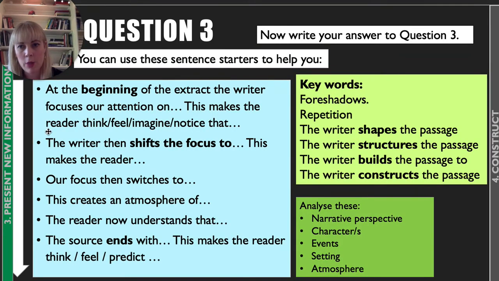So let's look back at our sentence starters here. At the beginning of the extract, the writer focuses our attention on Strike. This makes the reader think, feel or imagine or notice that. I would add in here, it focuses our attention on Strike and his arrival at his office where he can clearly hear people arguing. You need to use your own evidence to support your point at this point here.